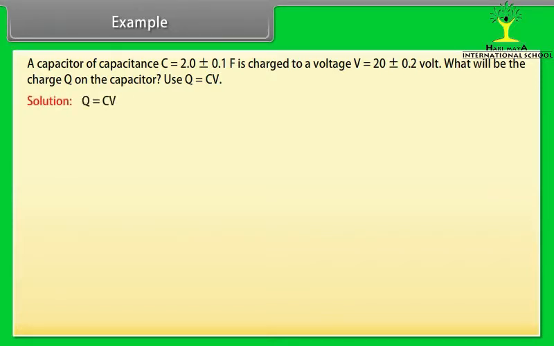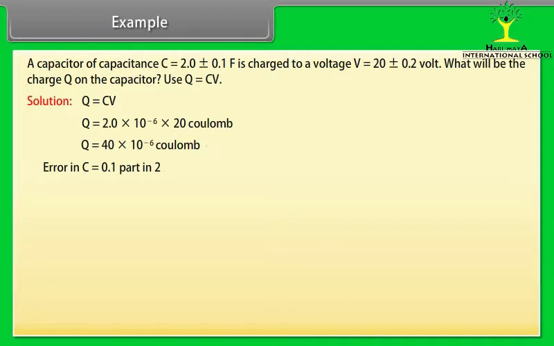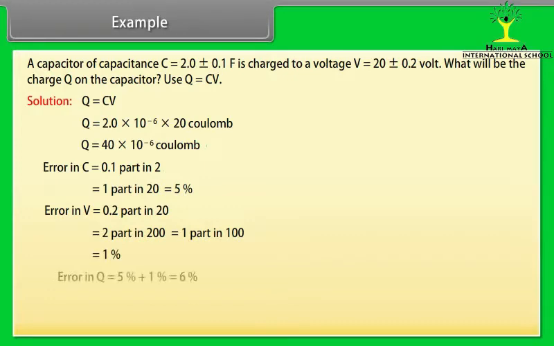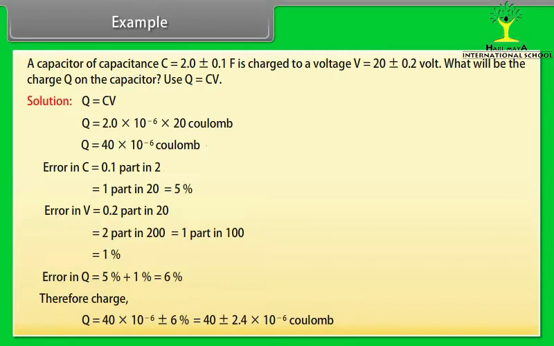Q is equal to CV. On calculating, we get Q equal to 40 into 10 to the power minus 6 coulomb. Error in C is 0.1 part in 2, which is 5%. Error in V is 0.2 part in 20, which is 1%. Error in Q is 5% plus 1%, which is 6%. Therefore, charge Q is equal to 40 plus or minus 2.4 into 10 to the power minus 6 coulomb.